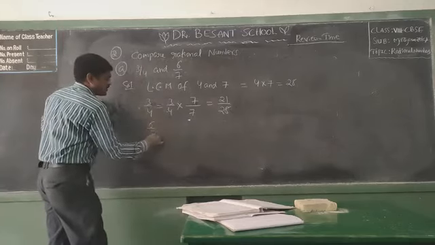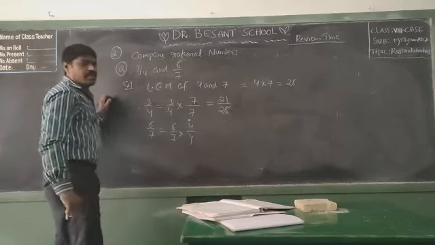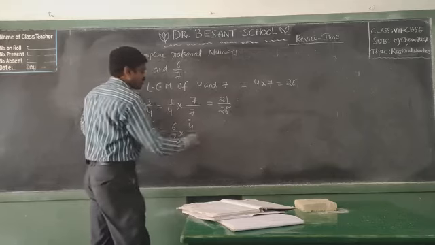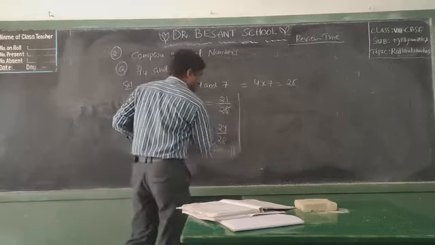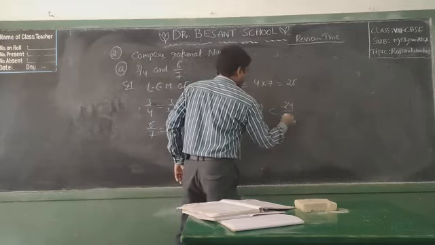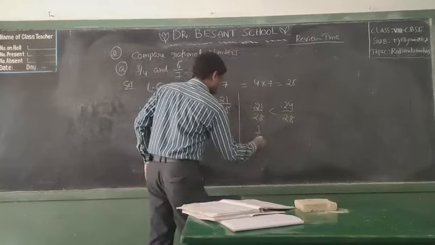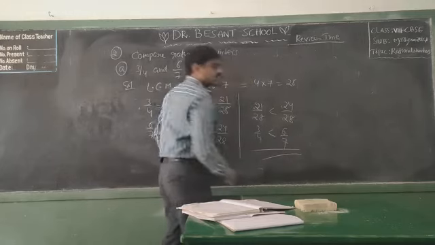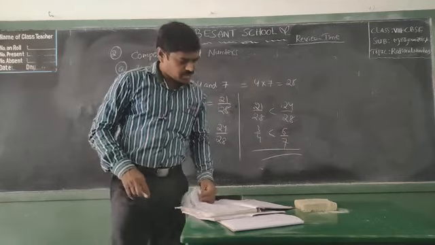So 6 by 7 is equal to 6 by 7 into 4 by 4. Why? Because 7 4s are 28, that's why the numerator also we multiply with 4. 6 4s are 24, 7 4s are 28. We know that 21 by 28 is less than 24 by 28. That's why 3 by 4 is less than 6 by 7. Okay, this is the way we have to do this.